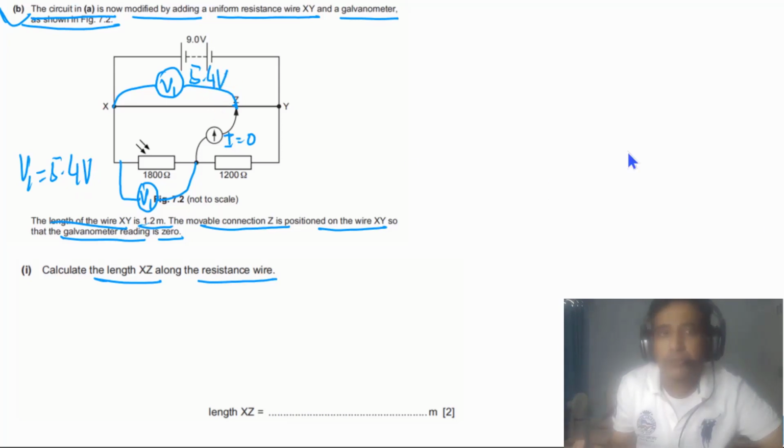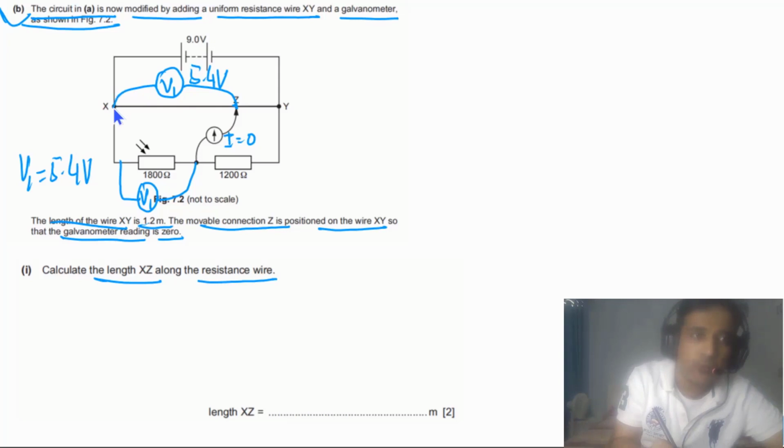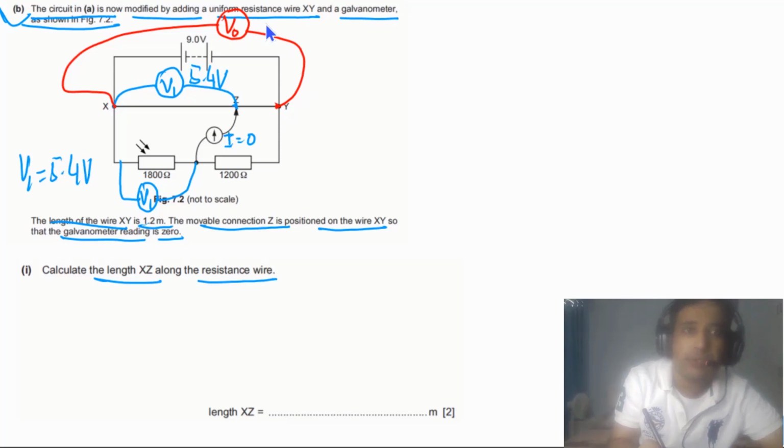We can also imagine a voltmeter that is connected. We can connect here, let's say this is V0. This is connected between these 2 points, X and Y. And the reading on this voltmeter has to be equal to 9.0 volts.